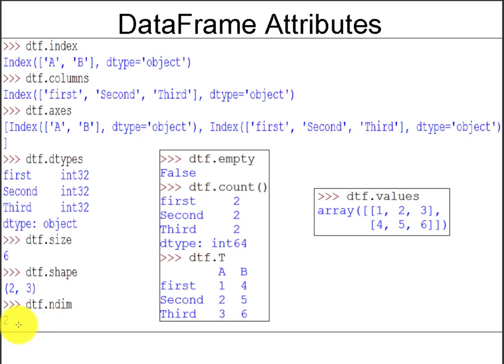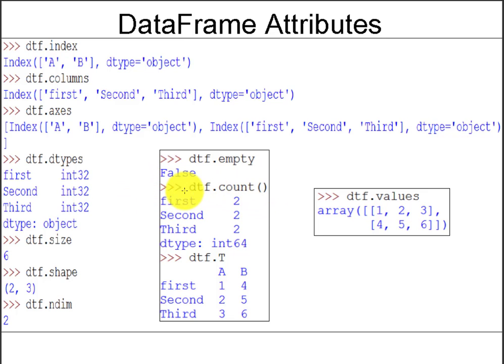Next, if you want to check whether your data frame is empty or has some values, you can check with the help of empty, which only returns true or false. Clear? Simply write DTF dot empty. Because our data frame has values, you get false. It is not empty, so it returns false. If there were no values, it would return true.